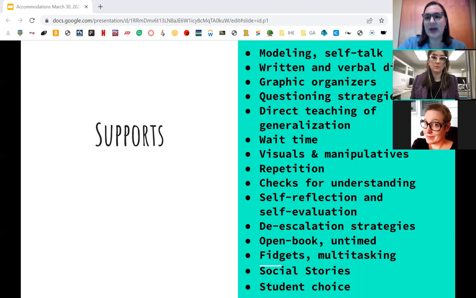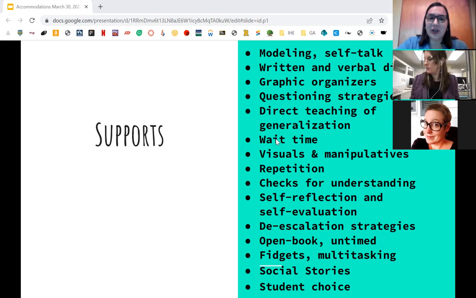Questioning strategies, so thinking about both closed-ended questions, where students can respond to the question with just one word, like a yes or no question, and then also open-ended questions that promote more thinking and get students doing some more critical thinking so that they can apply their learning in a little bit of a different way. And again, that can boost communication too by thinking about your questioning strategies. I talked about direct teaching of generalization already. So that's a great strategy to support all of your students.